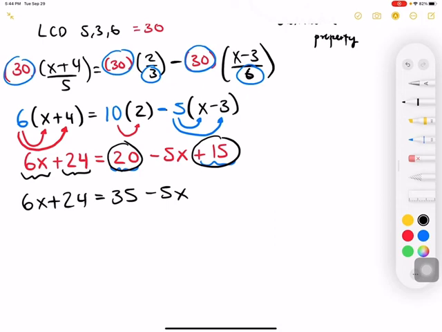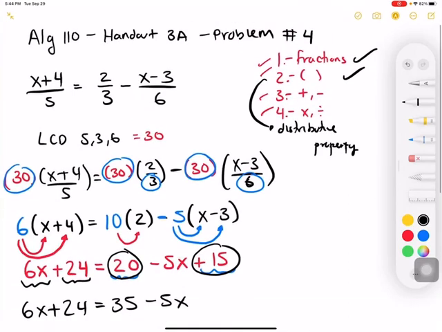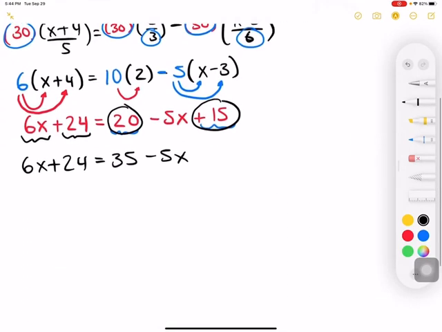Okay, combining like terms. The next step, if we go back to our steps, is going to be adding and subtracting until all of the letters are on one side and all the numbers are on the other side of the equation. So I'm sending all the letters to one side and all the numbers to the other side. So I have to decide first, right? I have letters and numbers on the right side.